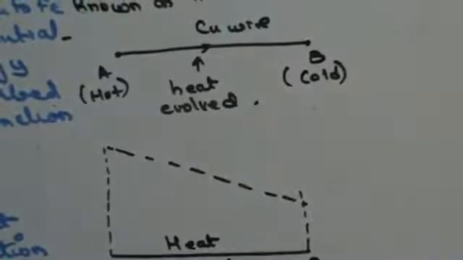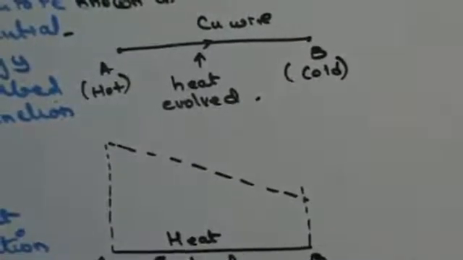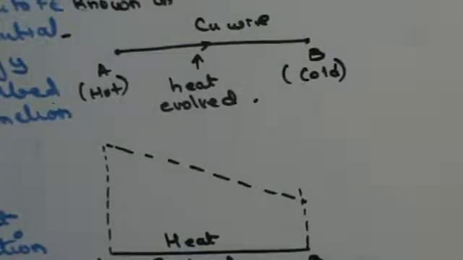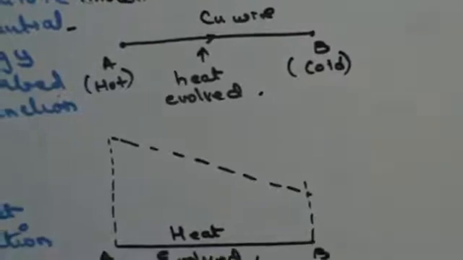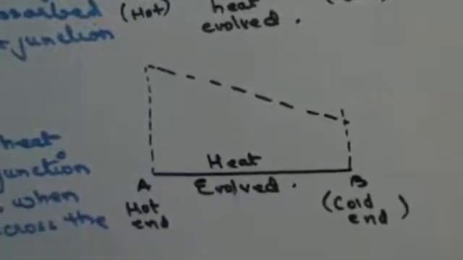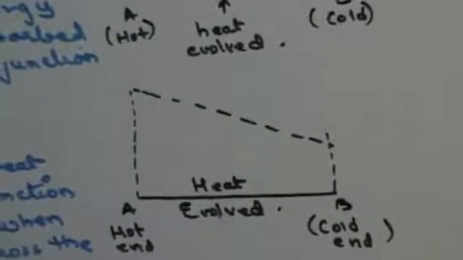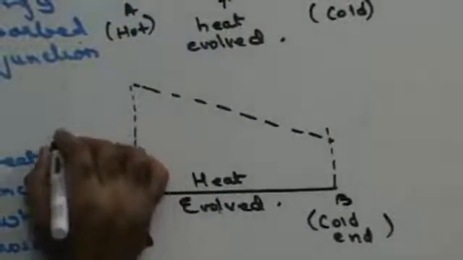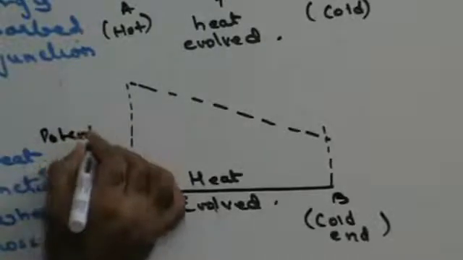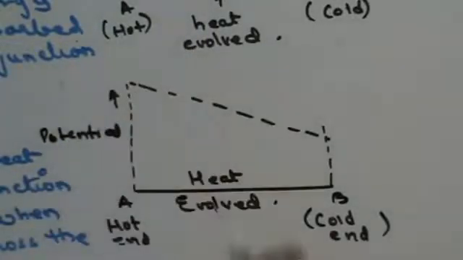Now question, why does this happen? This is because the hot end of the wire is always at a higher potential as compared to the cold end of the wire. Therefore, when the current flows from end A to end B, it flows from higher potential to a lower potential. End A is at a higher potential. It flows from a higher potential to lower potential, and hence heat is given out. So do you understand why heat is evolved?